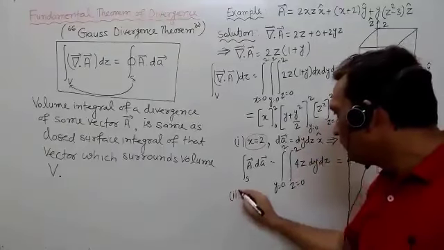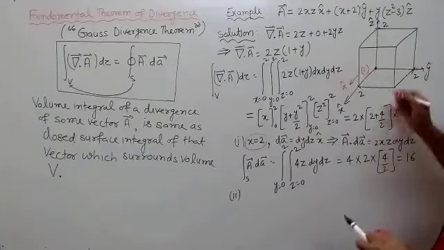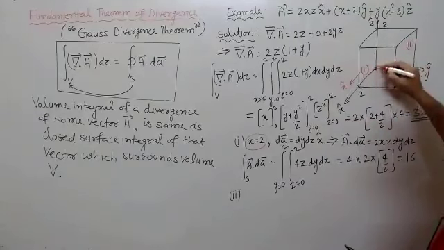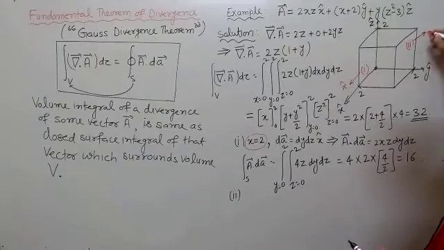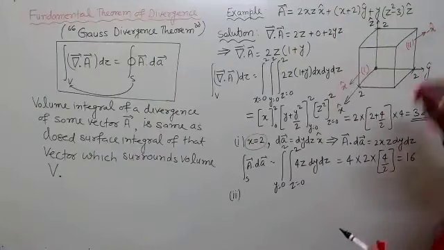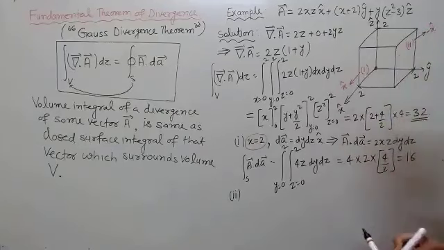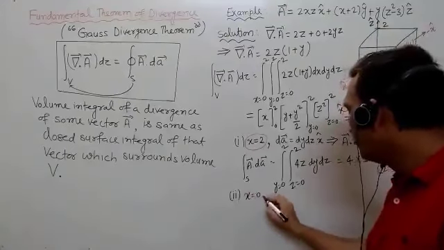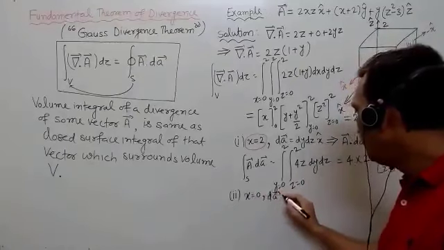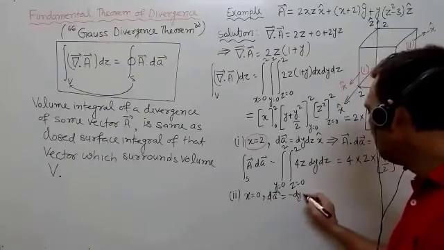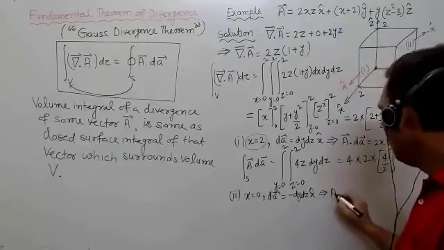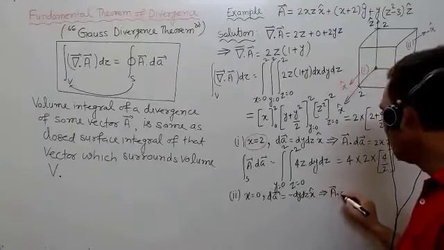Similarly, surface 2. So opposite to this, you have surface 2. And since this is the origin, so opposite plane is x is equal to 0 plane. And what will be direction? Minus x cap. So surface 2 is x is equal to 0 plane. And dA will be minus dy dz x cap. And what will be A dot dA?